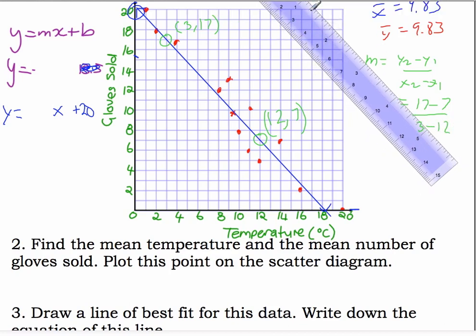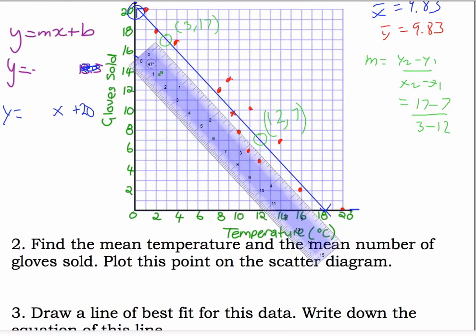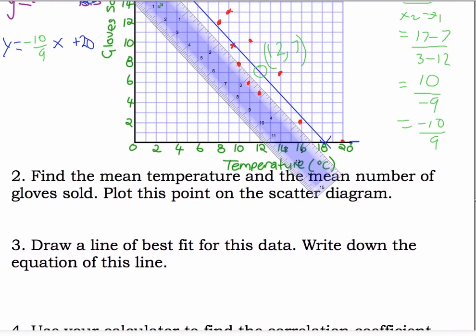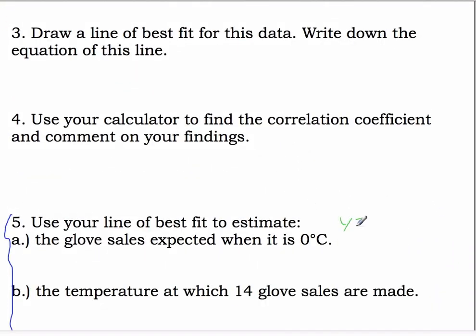which equals 10 over negative 9, or negative 10 ninths. Alright, so that's y equals negative 10 over 9 x plus 20. So I'm going to go down to that other question now. So we have y equals negative 10 over 9 x plus 20.